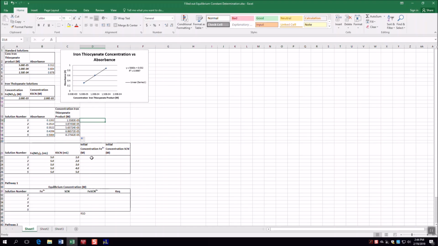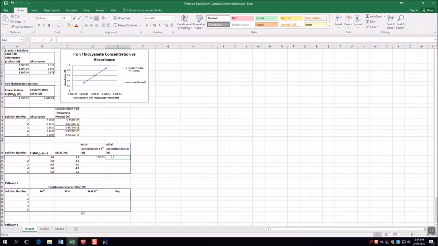So the next thing we need to do is find our initial concentrations, because in order to complete that ICE chart and find the equilibrium concentration, we have to find the initial concentration and then subtract out this changed concentration. To find the initial concentration, we're going to do exactly like Colin did. We take the milliliters of the initial solution, multiply it by the concentration of the initial solution, and divide it by the total volume, which is 10 milliliters.